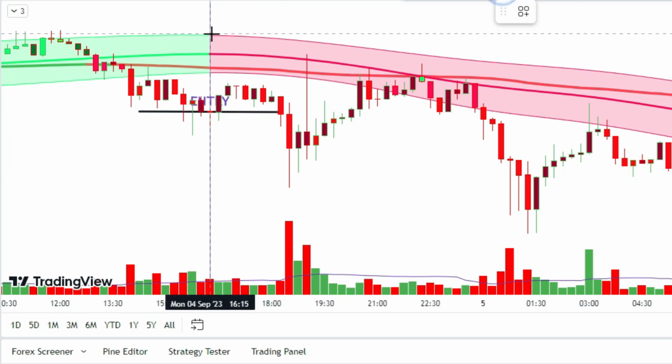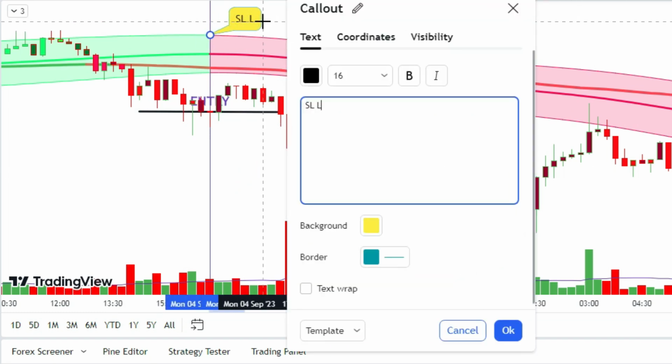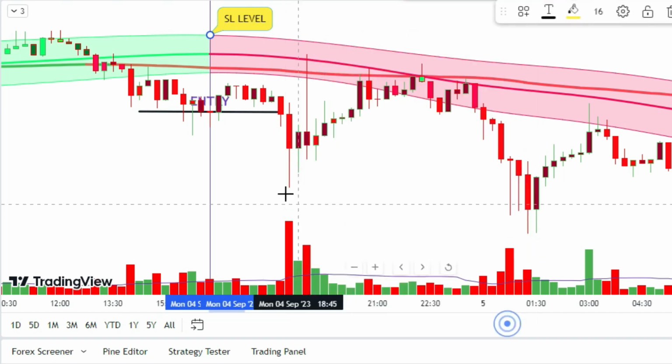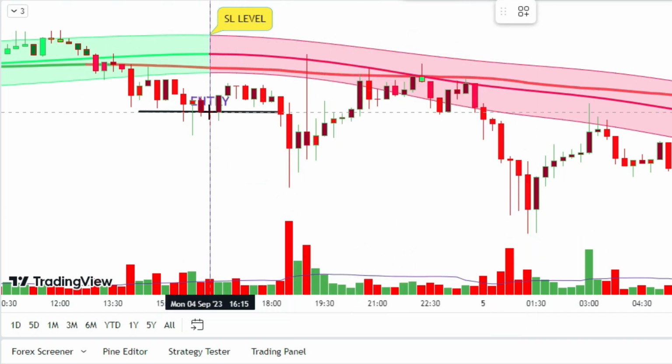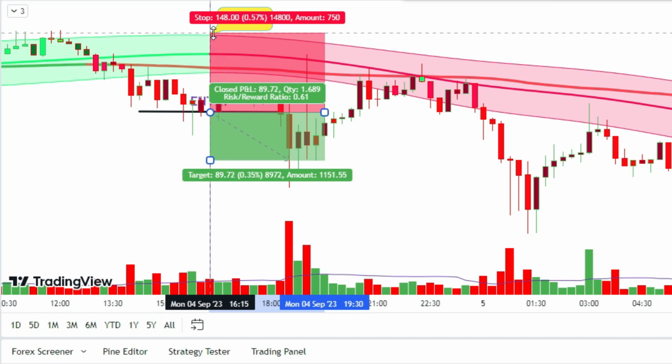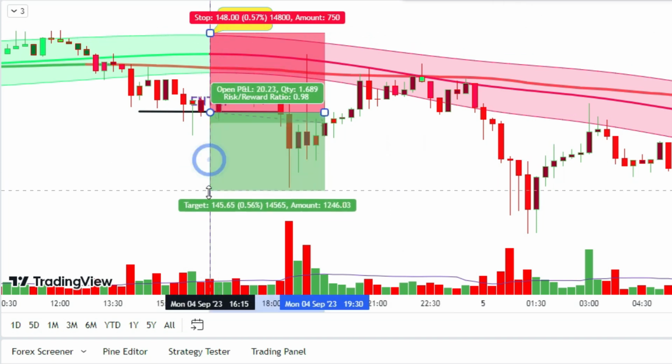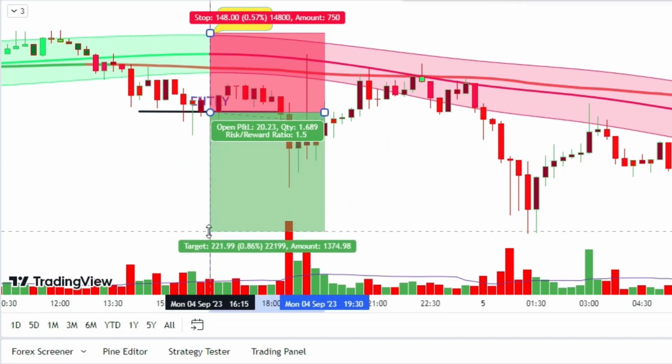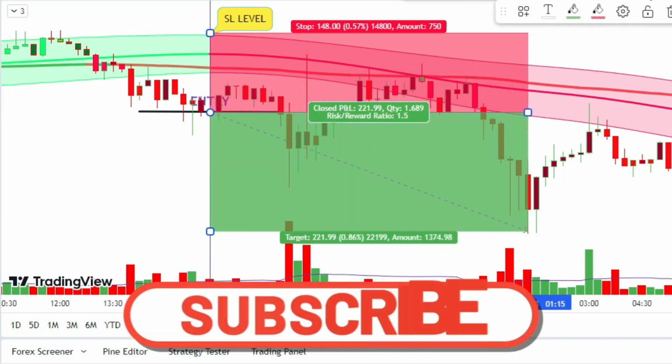To protect your money, put your stop loss above the upper band of the GC indicator. And for exit strategy, aim for a target that's 1.5 times your stop loss amount.